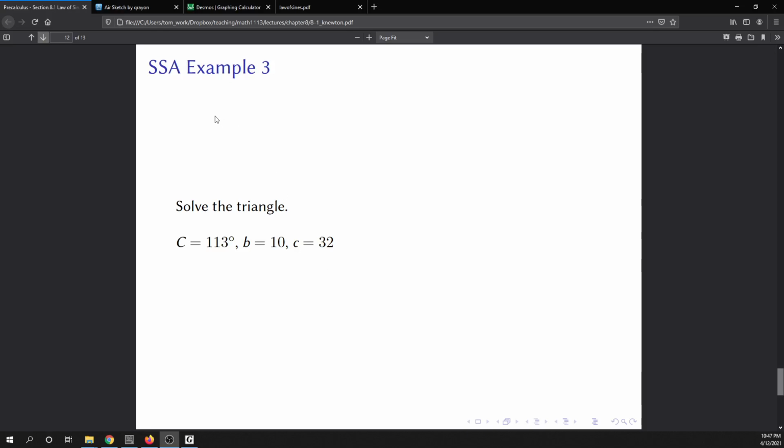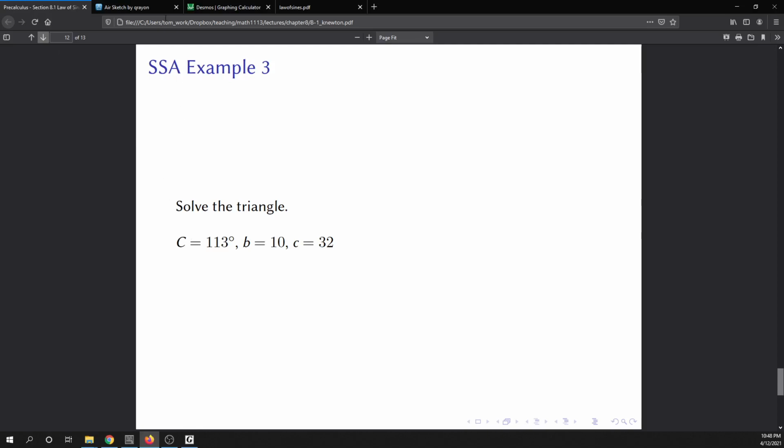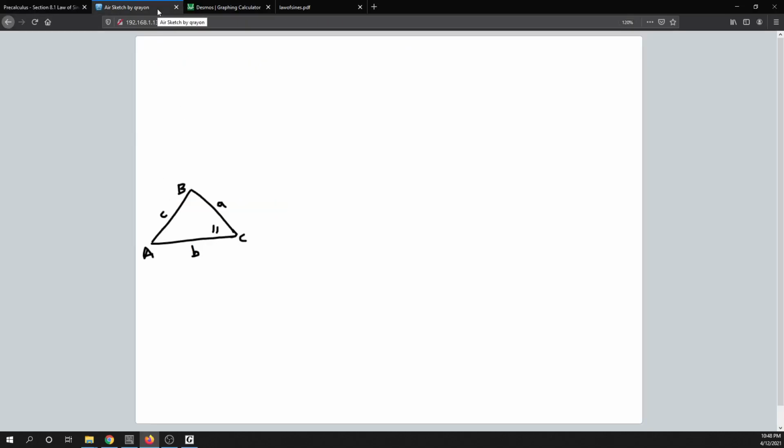So just pretending like we don't already know that this is side-side angle, what we would do is draw the triangle out with angles A, B, and C, and sides A, B, and C. Again, making sure that side A is opposite angle A, side B is opposite angle B, side C is opposite angle C. And then fill in with the information that we know. We know that C is 113 degrees. And we know that B is 10. And we know that C is 32.